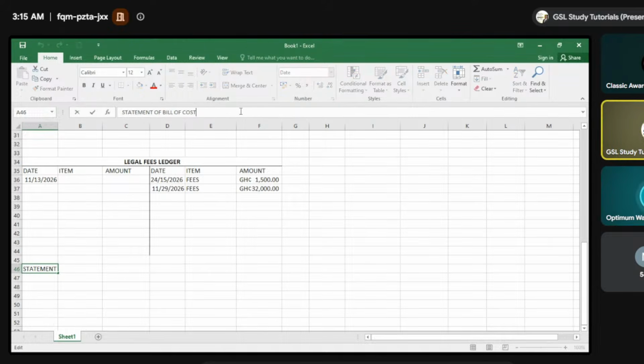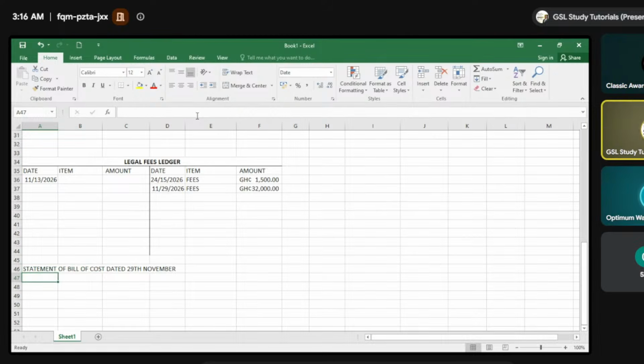Hello. Yes, please. Same thing as you are saying, but that statement of bill of cost, is there a value there? No, it is something you prepare. But you have to include that into this. So if the question asks you to do it, you have to do it. So it is very simple.